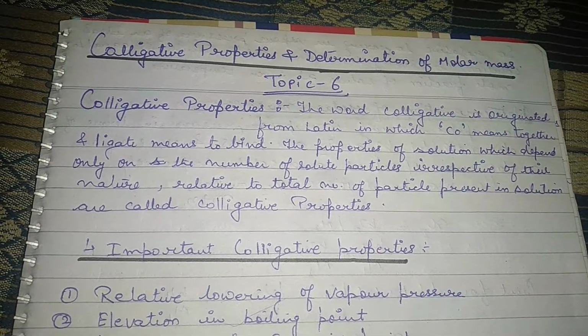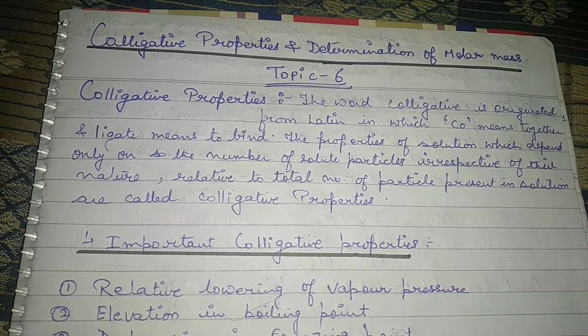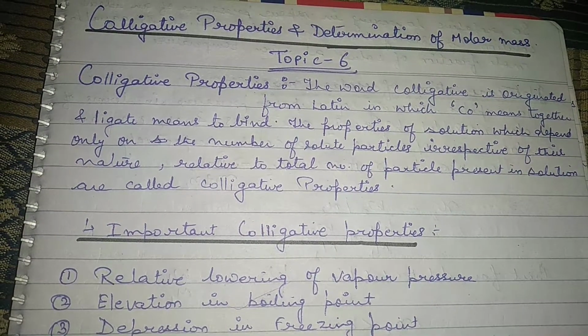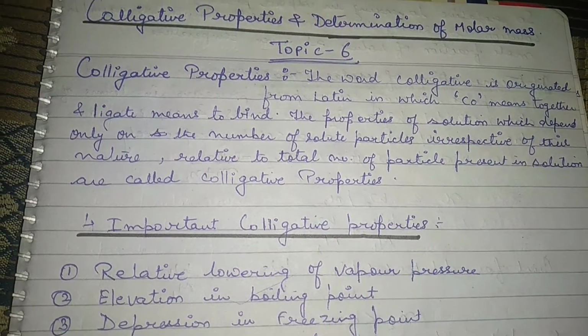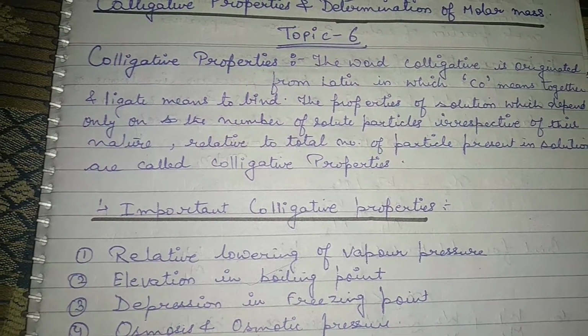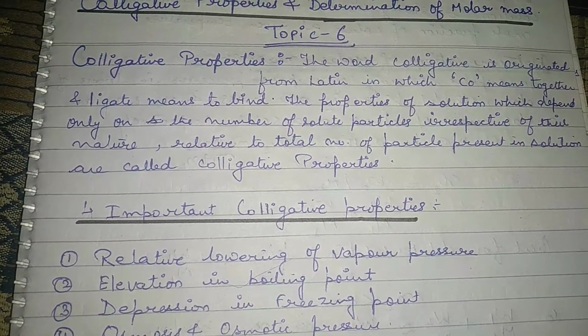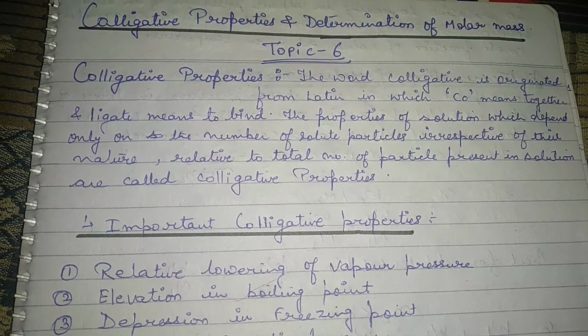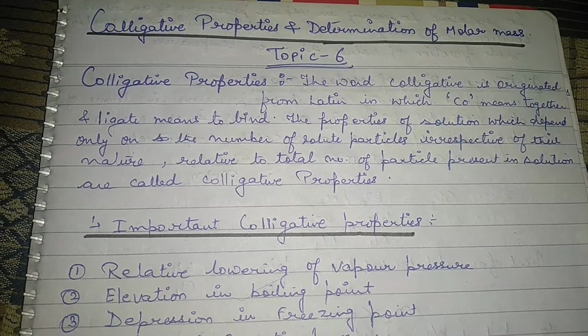The word colligative originated from the Latin word in which co means together and ligate means to bind. So the properties of a solution which depend only on the number of solute particles, irrespective of their nature, relative to the number of particles present in a solution, are called colligative properties. This is the definition of a colligative property.